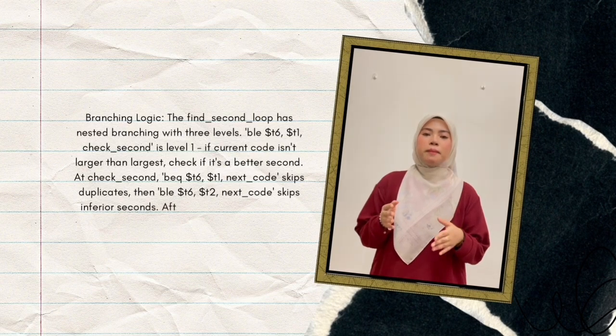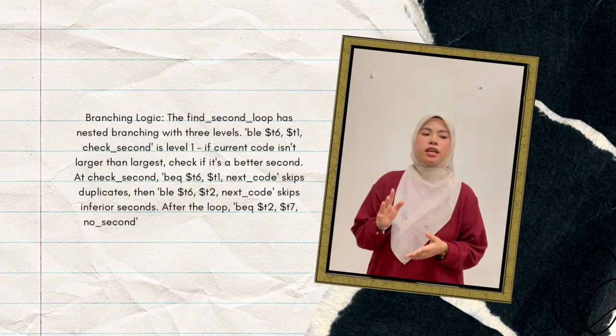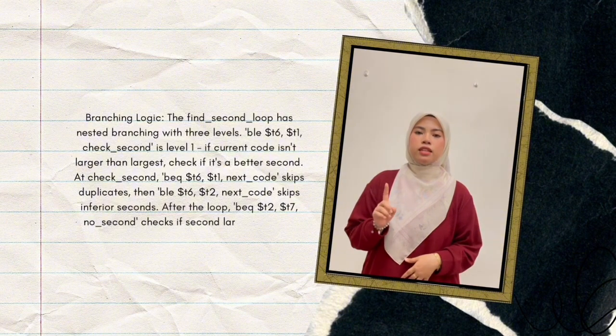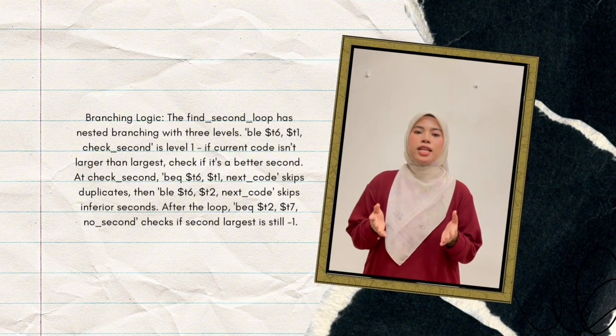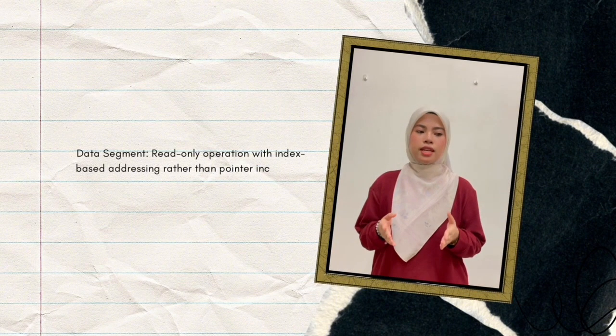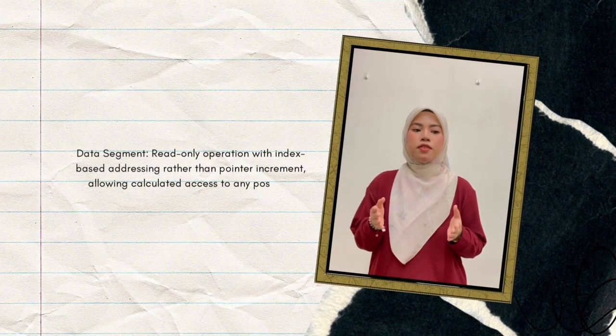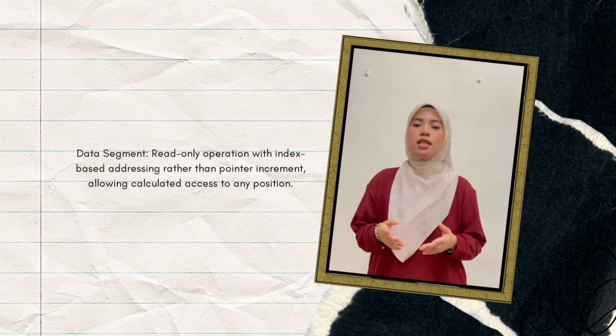After the loop, BEQ T2, T7, no_second checks if the second largest is still -1, meaning no valid second largest exists. Next, data segment access. The array is read-only and values are accessed using index-based addressing, no pointer increments. This allows flexible access to any position in the array.